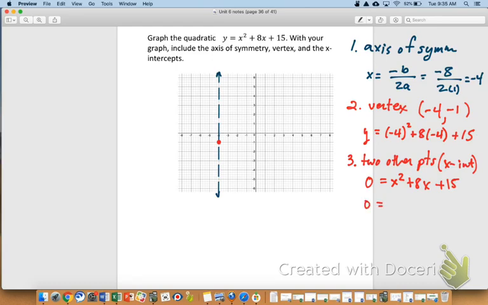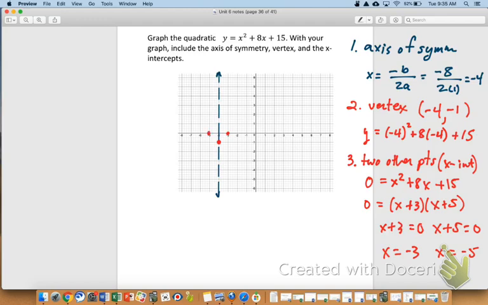This does factor if you do your little box method. You get this. And then you follow your zero factor property, and you set each factor equal to 0. You get this, and you get x equals -3. You get x equals -5. So those points are on the graph. They're here. Those are my x-intercepts there and there. So I could draw my parabola there.